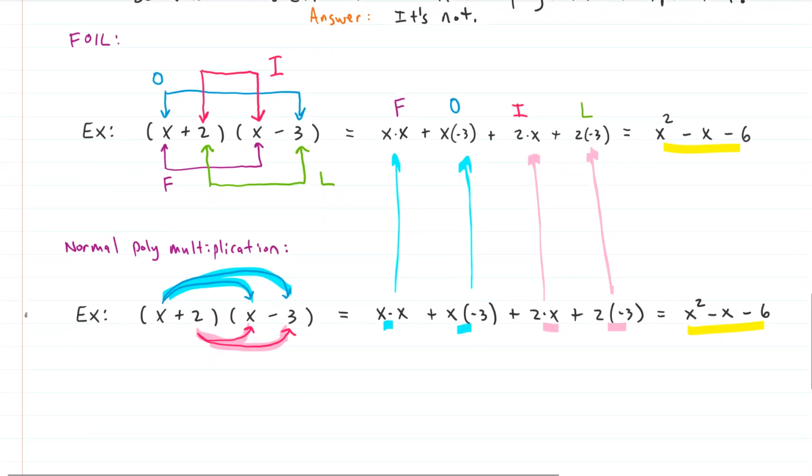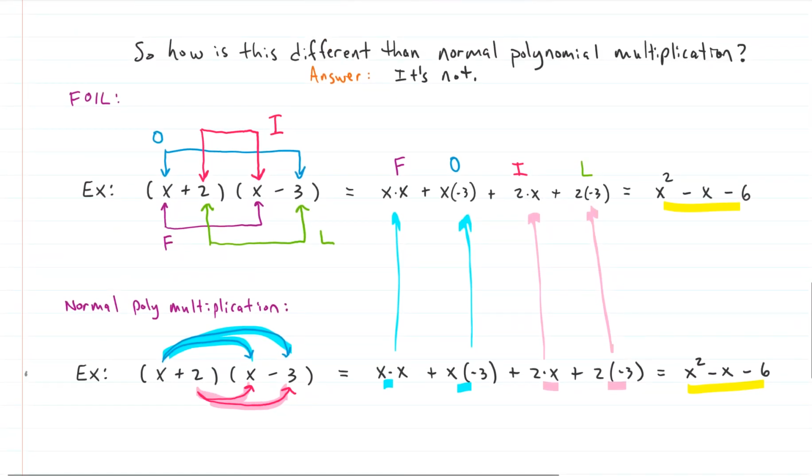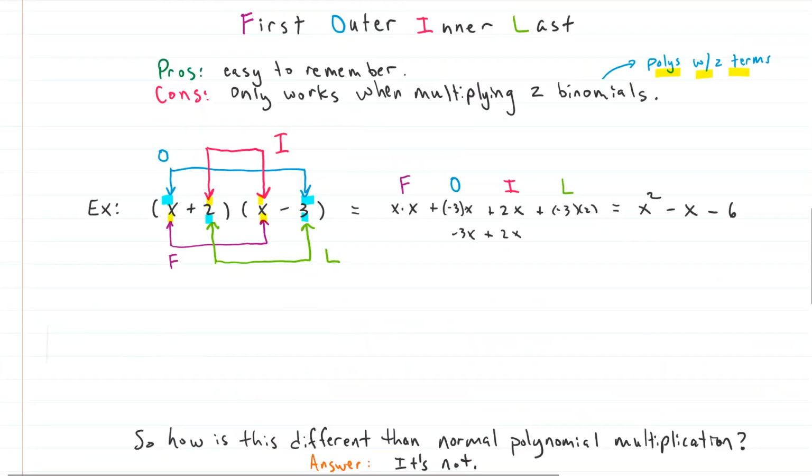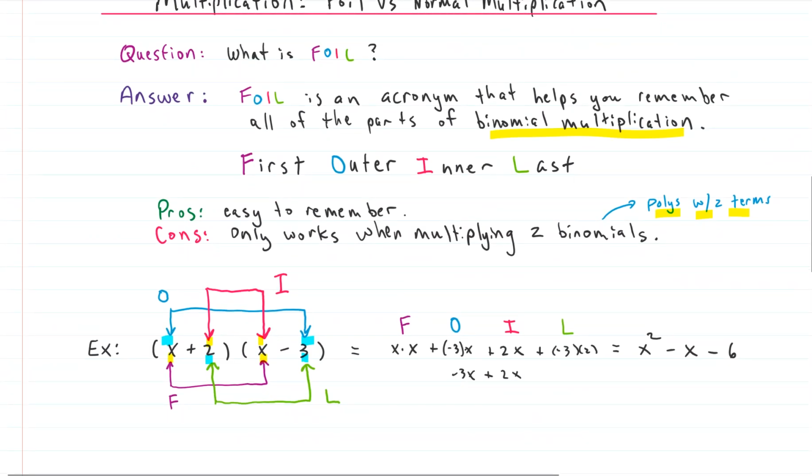The pros, well, where did my pros go? There we go. The pros: it's easy to remember. FOIL is kind of catchy. You don't forget it. But there are some negatives. It only works if you're multiplying two binomials.